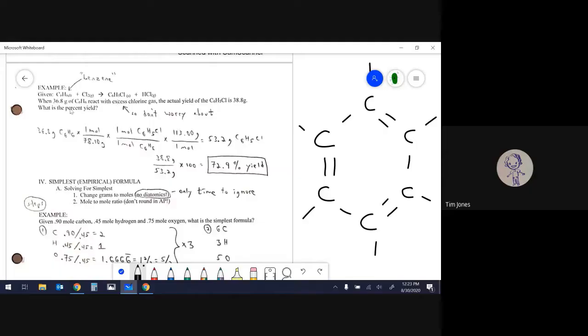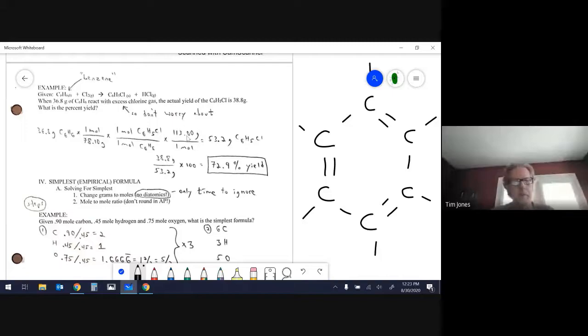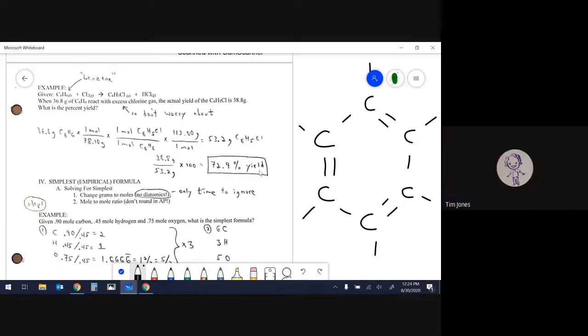This one here, and this reaction just happens to be a 1-to-1. And then take the product and go from moles to grams. And you get 53.2 grams of C6H5Cl. Now what that means is that this is what you were supposed to get, and the problem said what they actually got. So you take what they actually got, 38.8, divide by what you were supposed to get, times 100, you get 72.9% yield. And again, box your answer, sig figs, say percent, say yield.